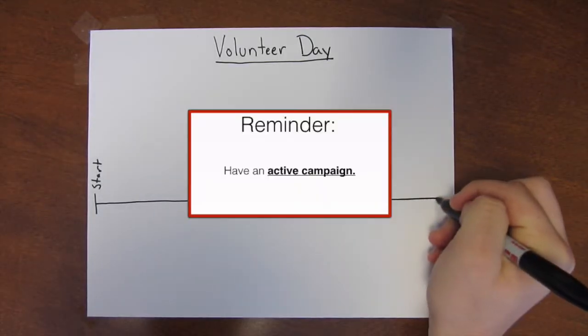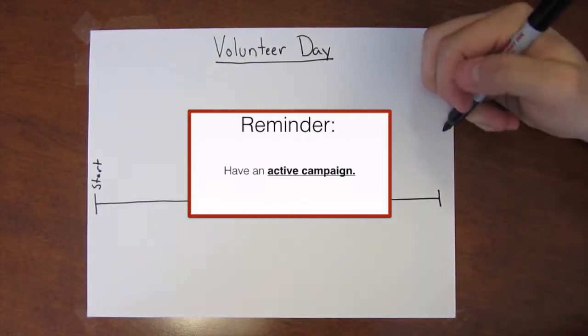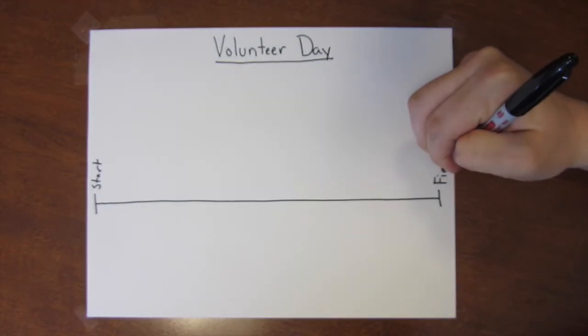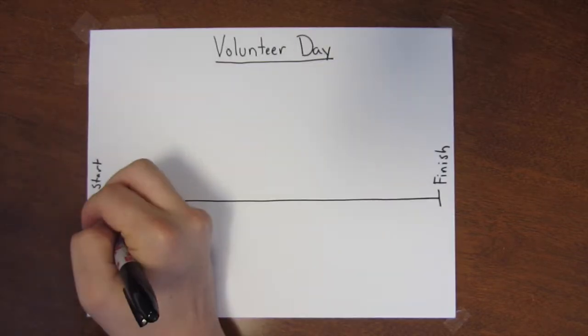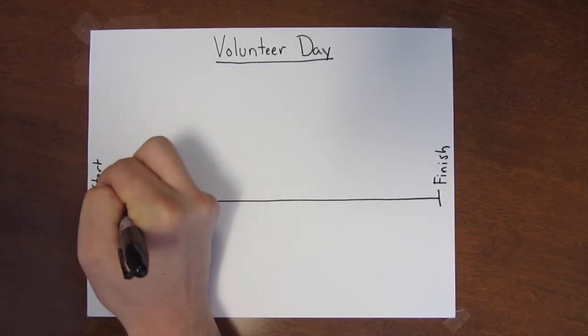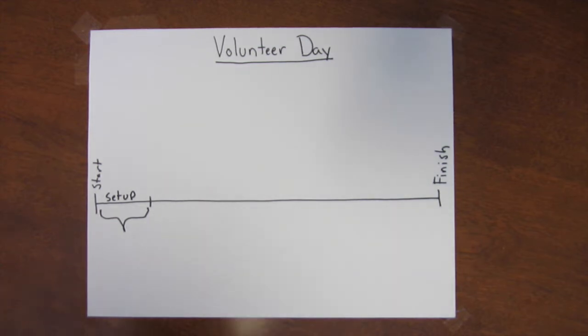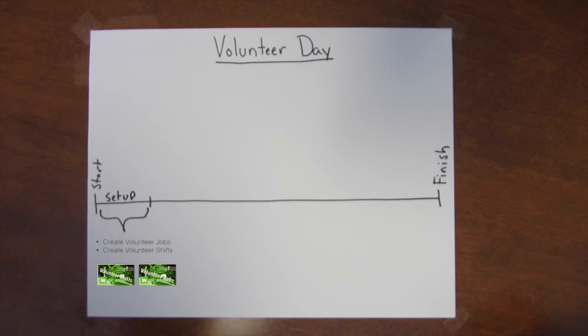Just a quick reminder that this training resource is based on the assumption that you've created an active campaign, which our timeline will then begin. Our first step will involve setting up the volunteer job and shift for the volunteer center. If you need a quick reminder on how to complete those steps, there are a number of related RTSP admin videos in the description section below.